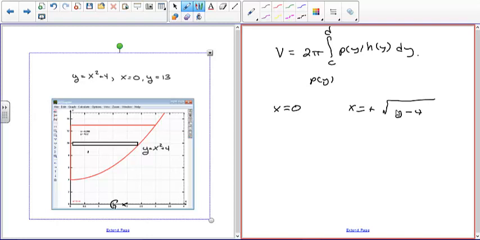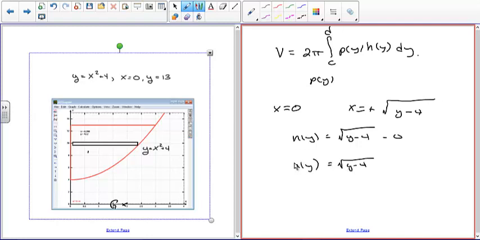Okay, so those are the two equations, and h of y is just going to be the difference between those two. You always subtract the one that's more negative from the one that's more positive. Relative to x, this one's more positive and that one's more negative, so you subtract this from that. In this case, h of y is equal to the square root of y minus 4, minus 0, which is just the square root of y minus 4. Okay, so that's h of y.